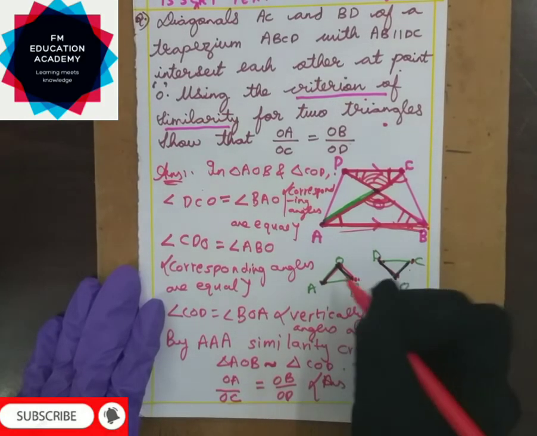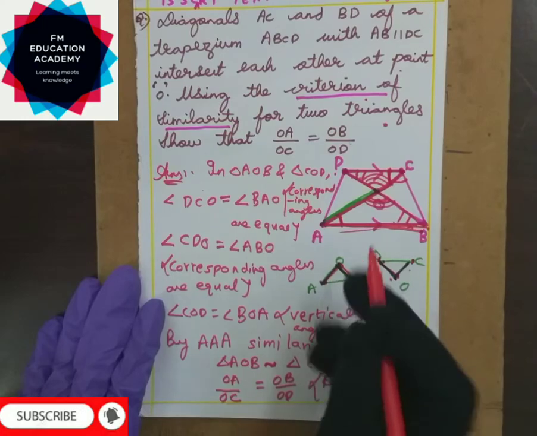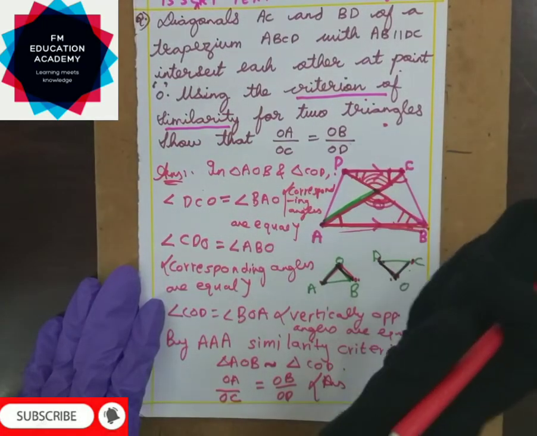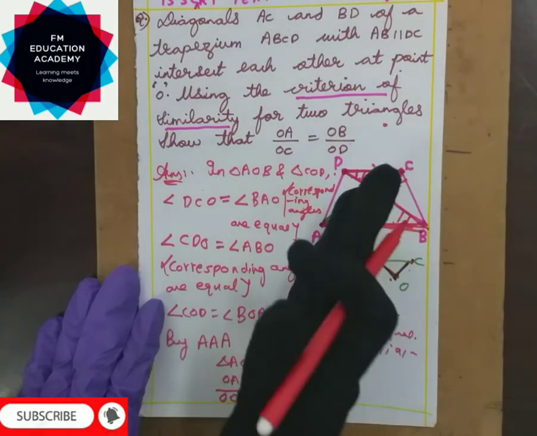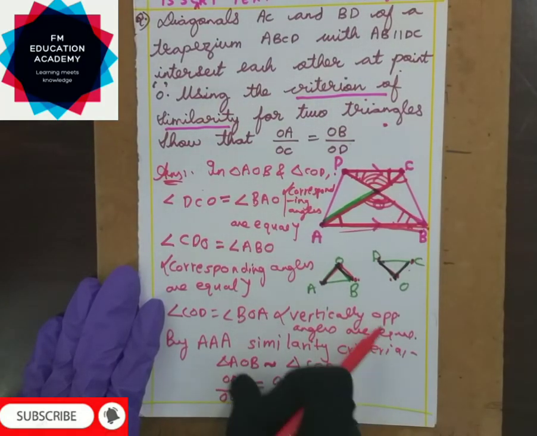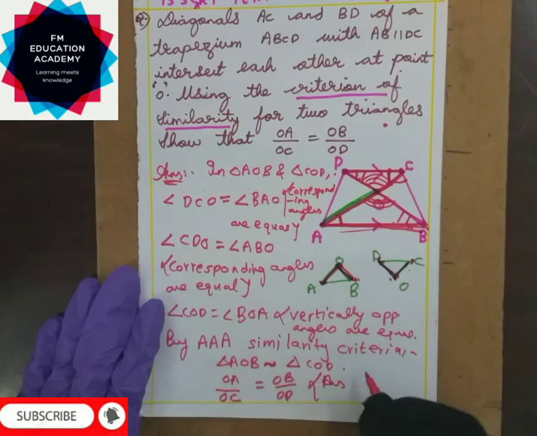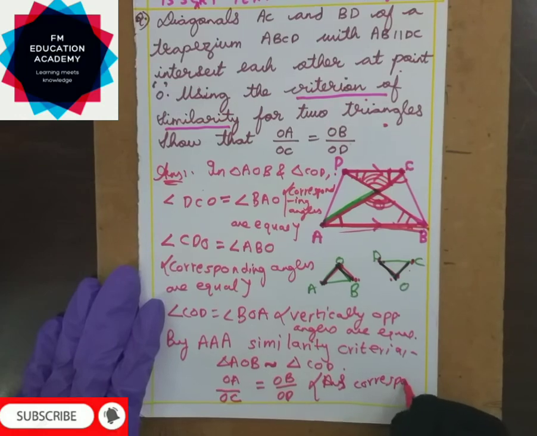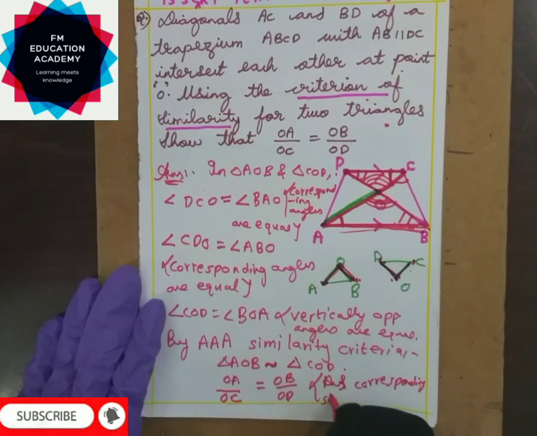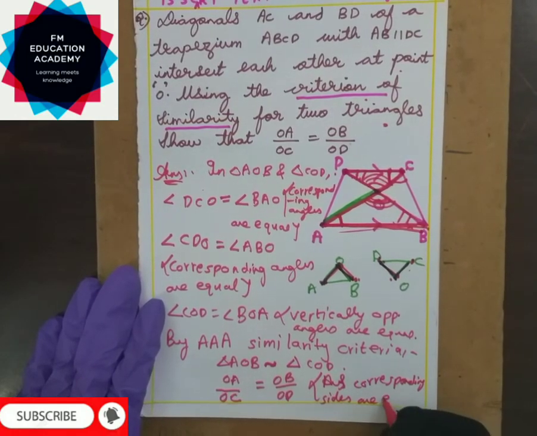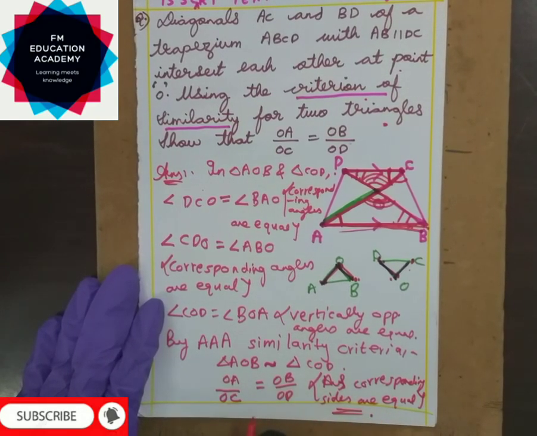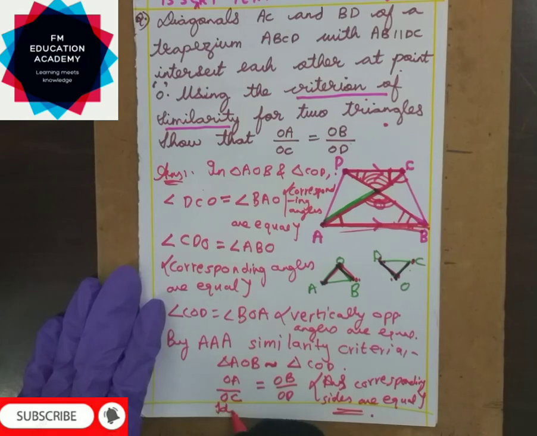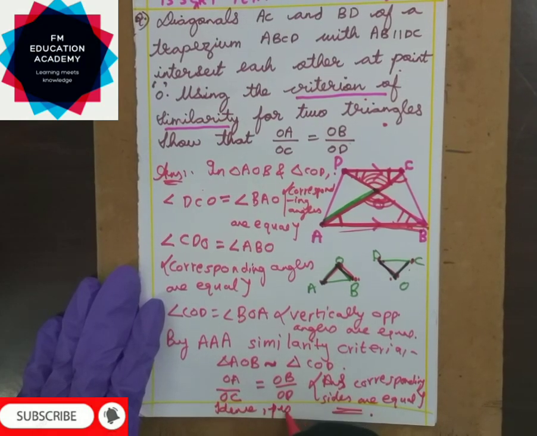As they are corresponding sides. Corresponding means if we are taking the first side in this triangle, we have to take the first side in this triangle also. So those are called corresponding sides. So whenever triangles are similar, the corresponding sides are divided in the same ratio. That is why they are equal, as corresponding sides are equal. So this was the answer. We have proved this, hence proved. So thank you for watching.